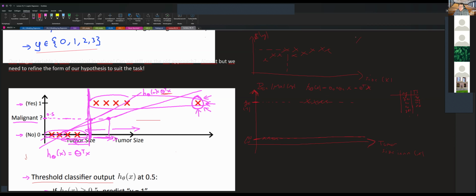So x basically is the data matrix with a column of ones, and then there is x1, x2, x3, and so on, right? So this is the matrix x. And then we multiply it by the transpose of theta, which is our parameters, and we have theta 0 times 1, theta 1 times x1, and so on. So this is how it basically works.